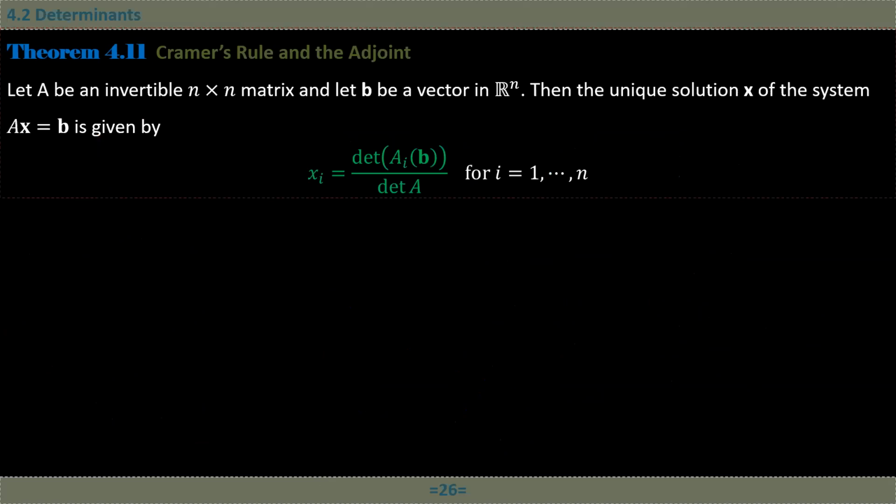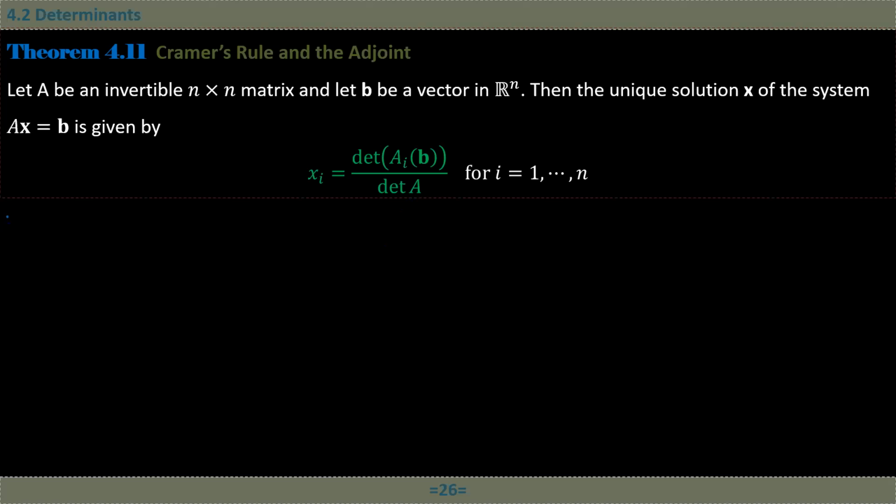So now we will talk about one important theorem, that is Cramer's rule and the adjoints, because they are related to each other. First let's talk about Cramer's rule, and after that, in our next video, we will talk about the adjoints. Cramer's rule states that if A is an invertible n by n matrix, and B is a vector in n-dimensional space, then the unique solution X of the system AX equals B is given by this formula: Xi is equal to the determinant of A_i(B) divided by the determinant of A.